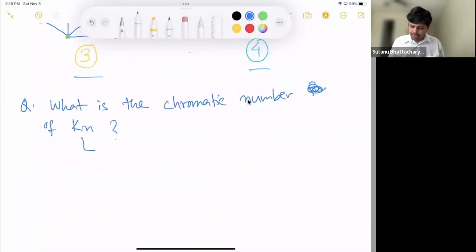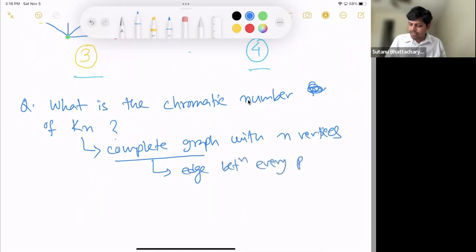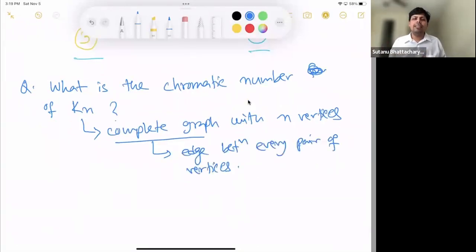Kn is a complete graph with n vertices. What is a complete graph? Complete graph means there should be an edge between any pair of vertices. Last time we talked about complete graphs. So there should be an edge between every pair of vertices. So every vertex is the neighbor of every other vertex, because there is an edge between every pair of vertices.